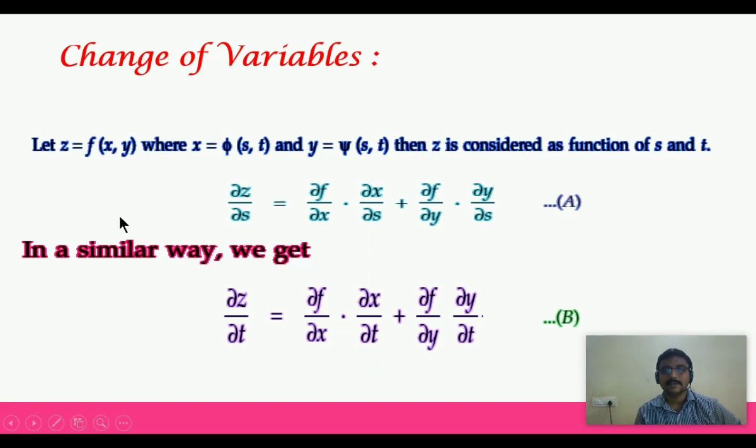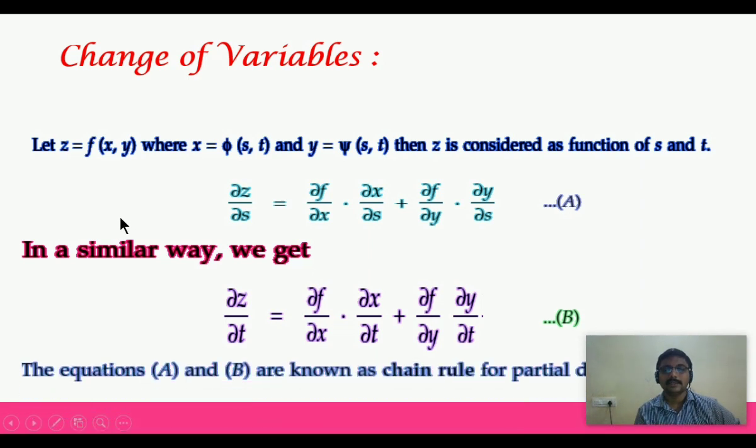These two equations A and B represent the chain rule for partial differentiation. Don't forget these formulas. Here z is in terms of x, y, but x, y are in terms of s, t. Substituting x, y into f of x, y, z ultimately becomes in terms of s comma t.